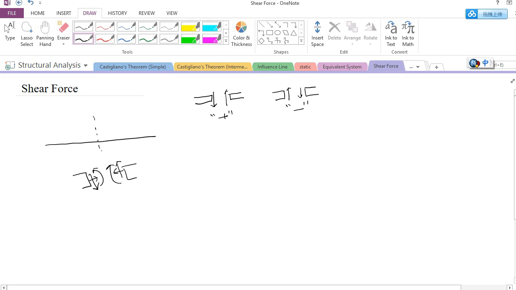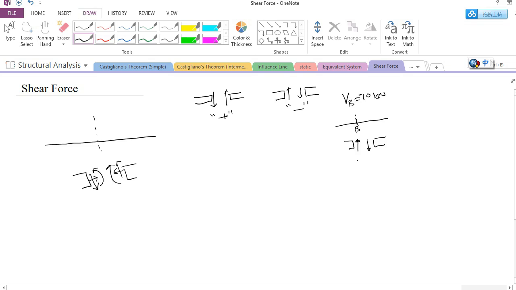Let's say I tell you that VB is negative 10 kilonewton. It means that at point B, if you cut this point, the shear force is negative. It means that at the left side it is upwards and at the right side it is downward. So this is negative 10. The magnitude is 10, and the direction is like this.